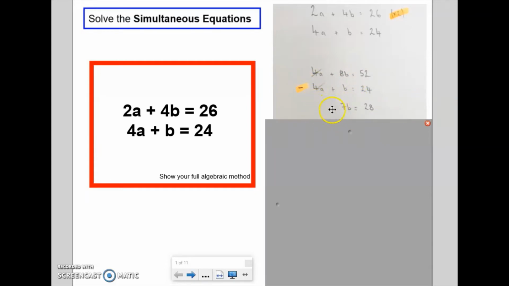So notice how I have now removed the a's from the calculation. So I'm left with a nice one-step equation. 7b's equal 28. So I know that if I take this 7 and divide this side by 7 and this side by 7, I'm going to find that the value of b is 4. So I've removed one of the variables in order to calculate the other variable, b equaling 4. At this point, I'm only halfway through the calculation. I've solved for b, but I still need to solve for a.